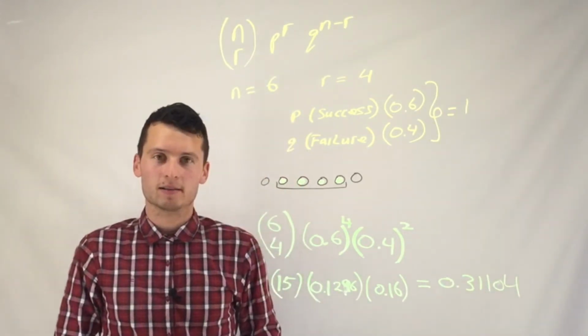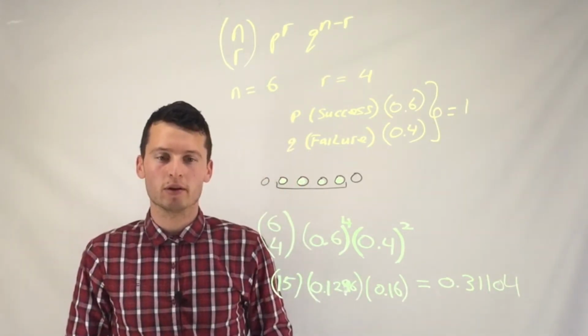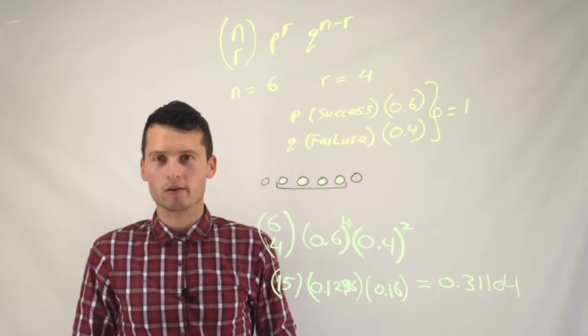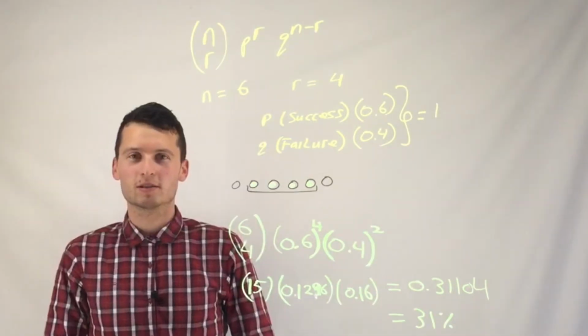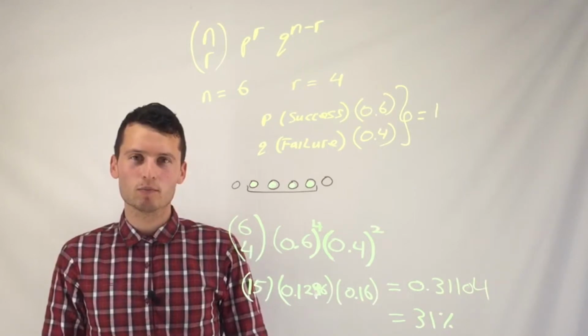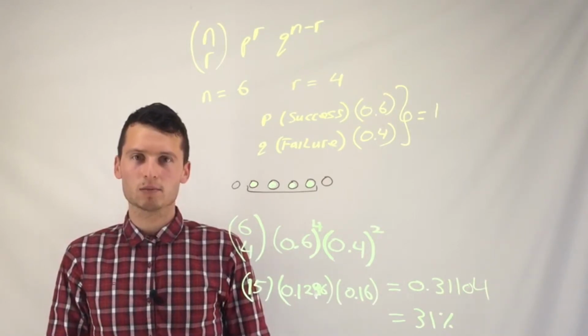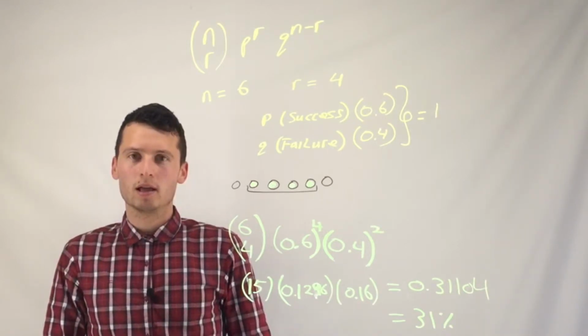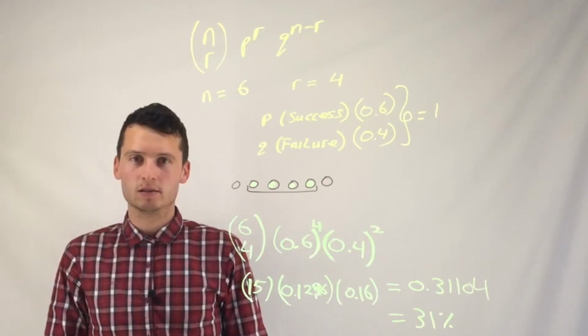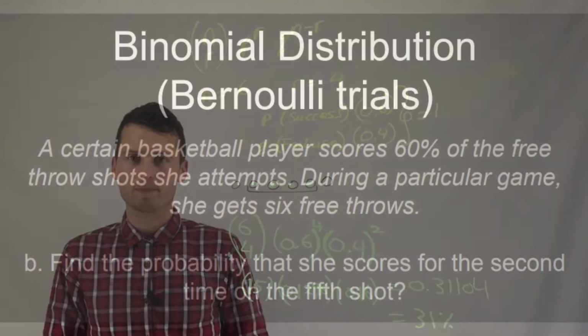And the answer is 0.31104, or 31%. So this means there's a 31% chance this particular basketball player will score 4 and miss 2 in 6 throws.